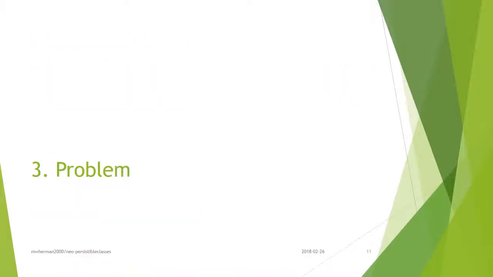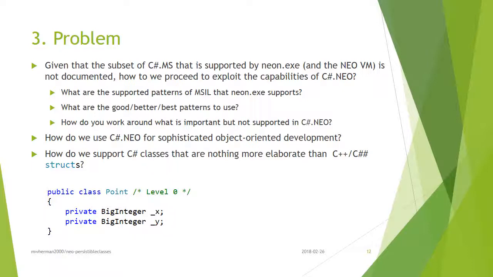Okay, so I've already sort of hinted at the problem, but let me just knock it out here as a problem statement. Given that the subset of C#.ms that is supported by the Neon compiler, and in turn, of course, the Neo VM, is not documented, how do we proceed to exploit the capabilities of C#.neo? What are the supported patterns? What are the good, better, best patterns to use? And how do we make more tangible, beneficial use of this environment?